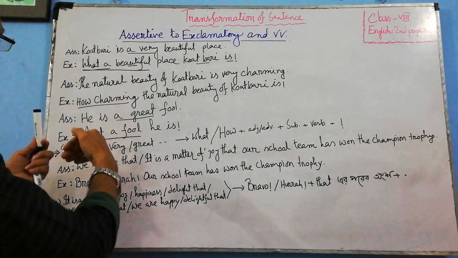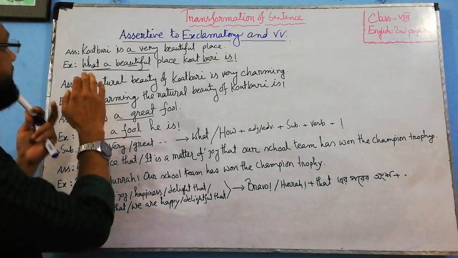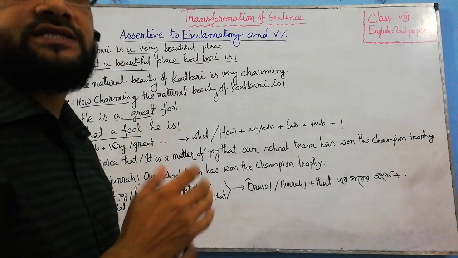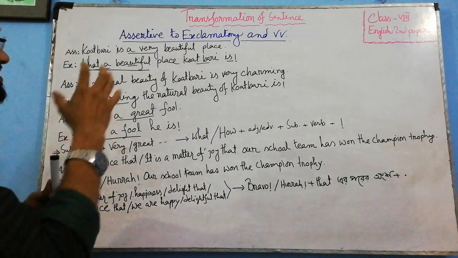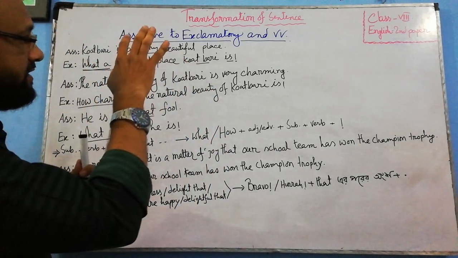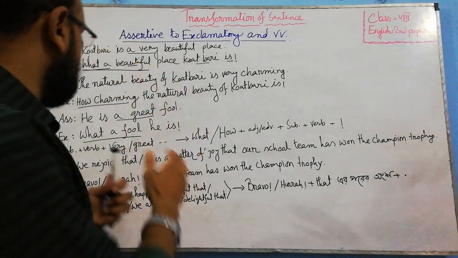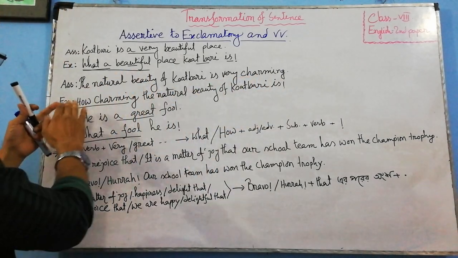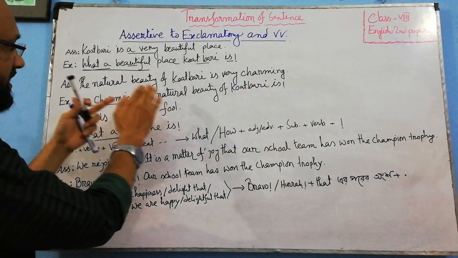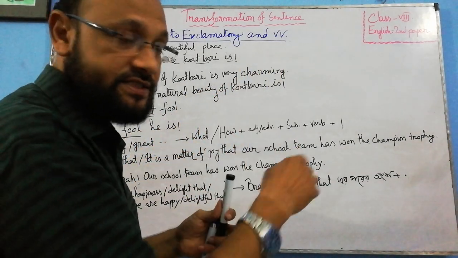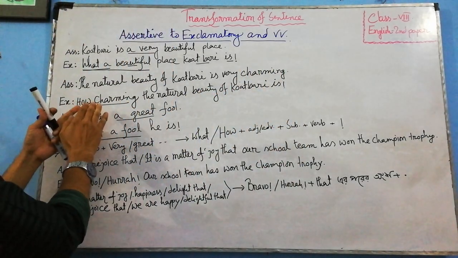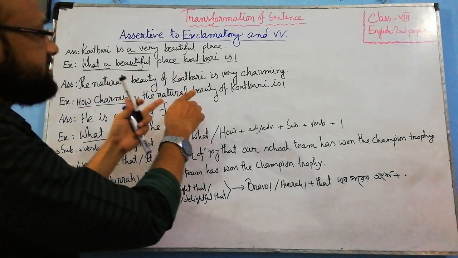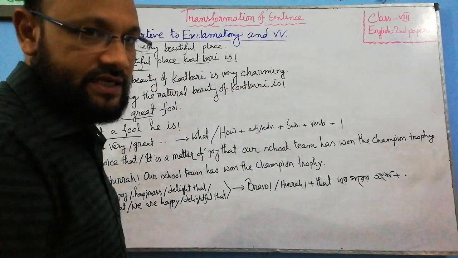And there is another assertive one: the natural beauty of Kotbari is very charming. Almost similar sentence. I've written this almost similar one to differentiate, to know the differences. The natural beauty of Kotbari is very charming. And the exclamatory one is how charming the natural beauty of Kotbari is, and then exclamation. But the sentence starts with how, and then adjective, and then subject, then verb, and then exclamation.